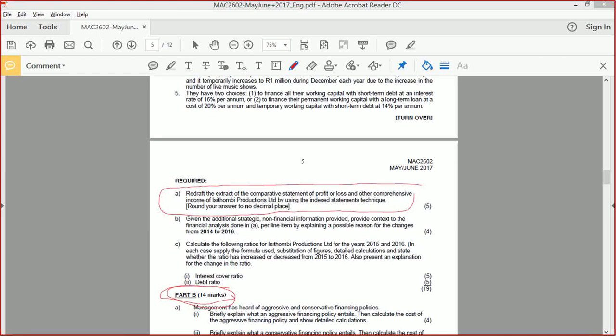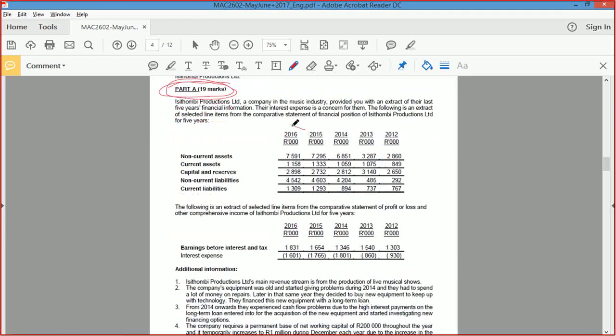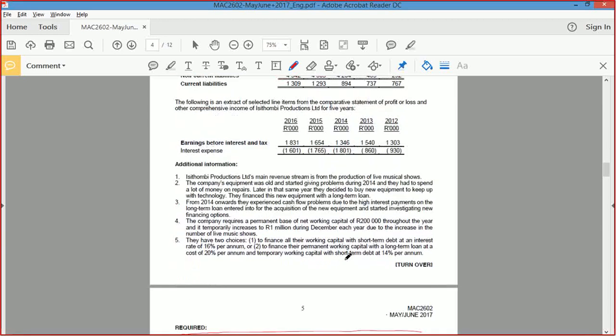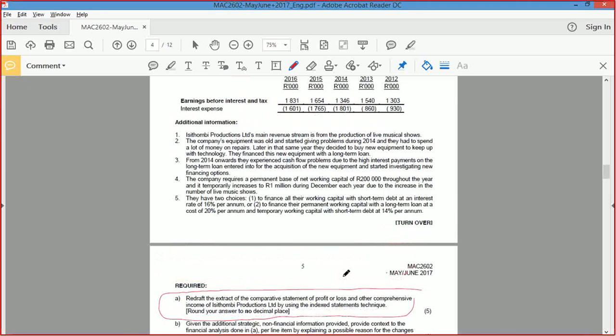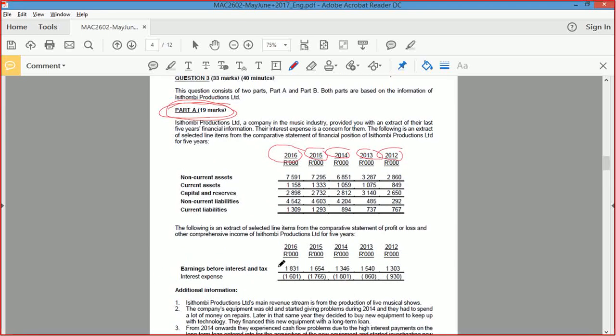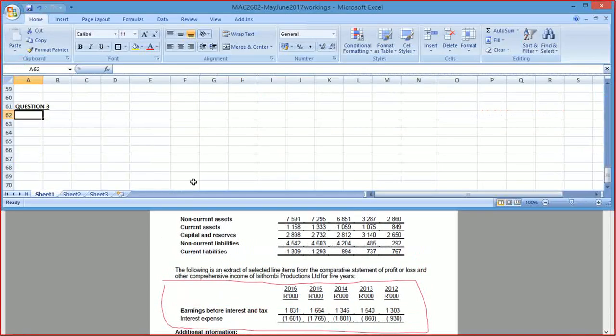Okay, so index statements uses the base year as the focus. Okay, that's easy enough. So what years do I have here? I've got 2016, 2015, 2014, 2013, 2012. They only want you to prepare what section? Redraft the extract of the statement of profit and loss. Okay, where's the profit and loss? This is the extract of profit. So only this. That's all they want you to index. Then that's very easy.